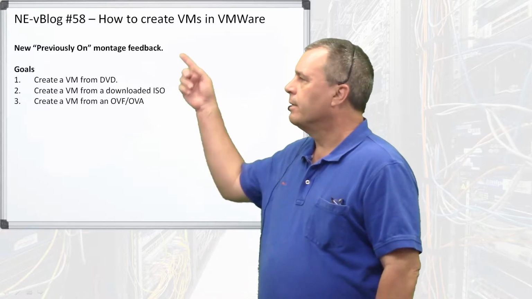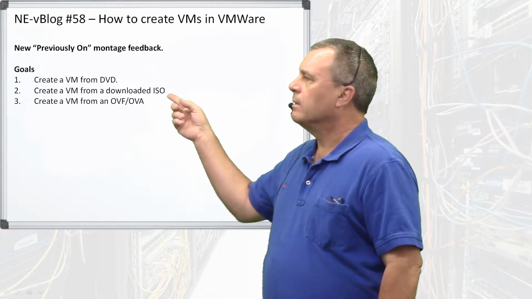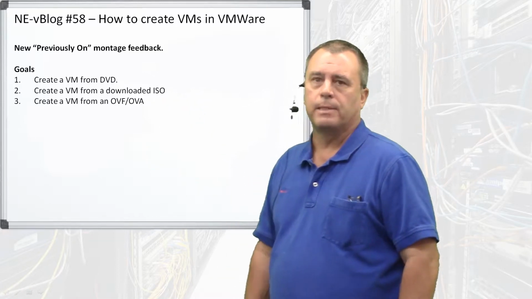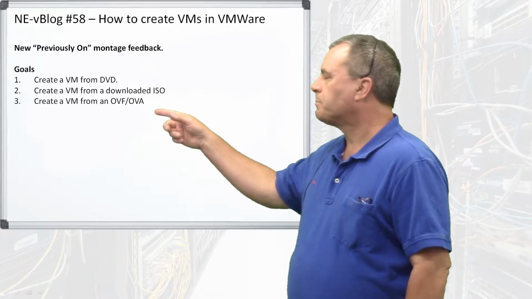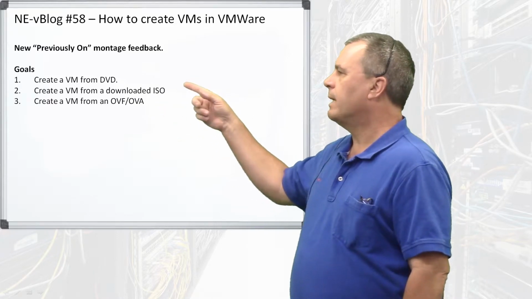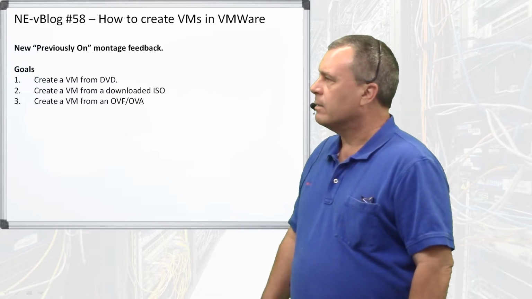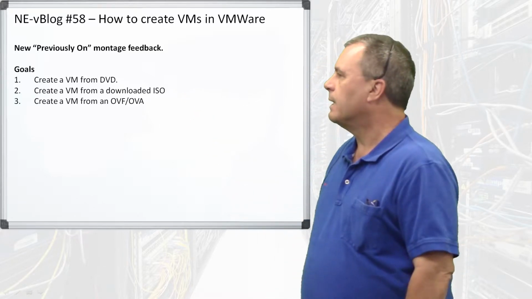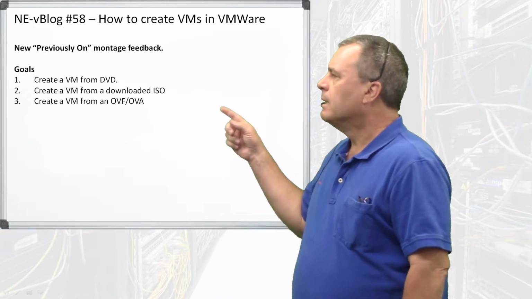The next thing we're going to do is download an ISO file from the Ubuntu website, and we're going to install that. Excuse me. So we're going to download that Ubuntu ISO file and then create a virtual machine using an ISO downloaded from the internet.